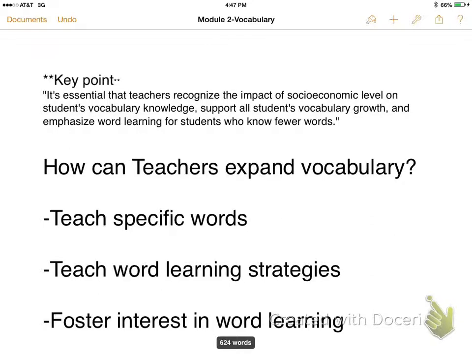All right, so here's some key points. What are we going to do? Teachers have to recognize the impact, I said that, and we've got to support vocabulary growth. And children who know fewer words, we've got to help them get there.